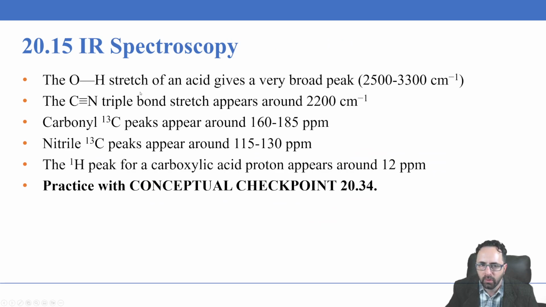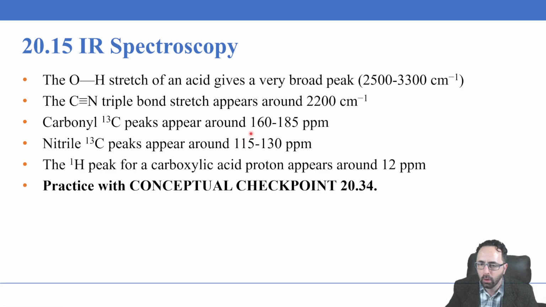In terms of the IR spectroscopy, the OH in the carboxylic acid gives a very huge broad peak that tends to overwhelm the CH stretches as well, and so it's a very distinctive peak. When we have the carbon-nitrogen triple bond, that occurs around 2200 in the triple bond region, and so that's another peak that can be picked out indicating the nitrile.